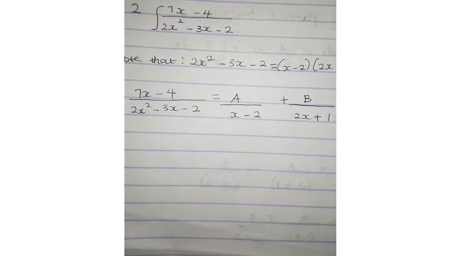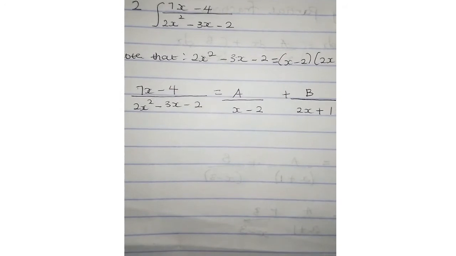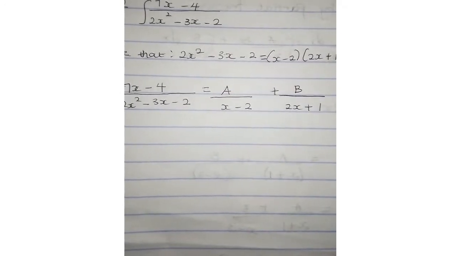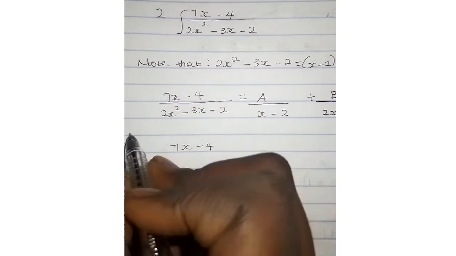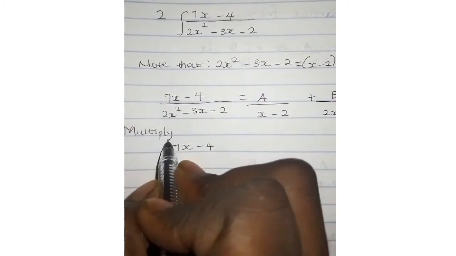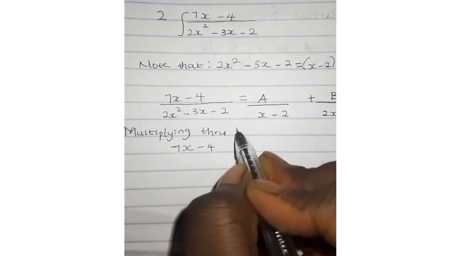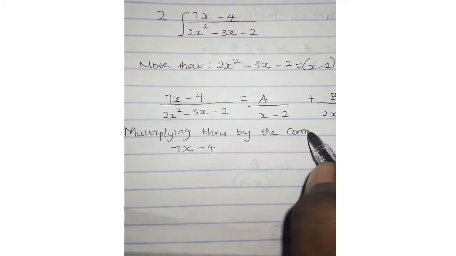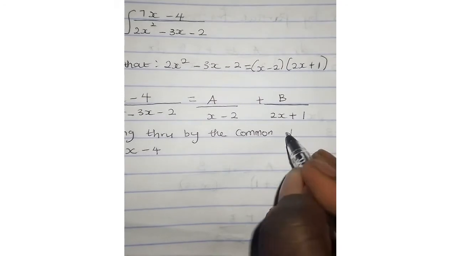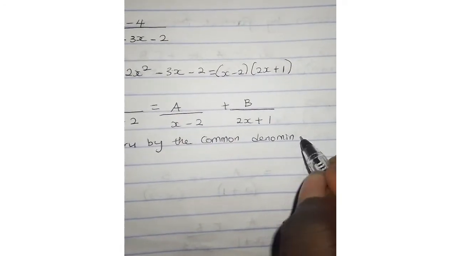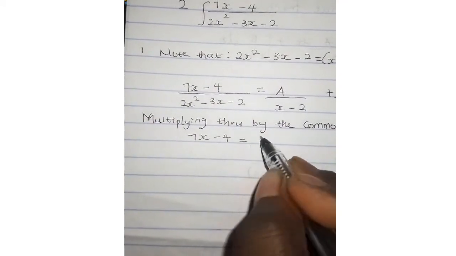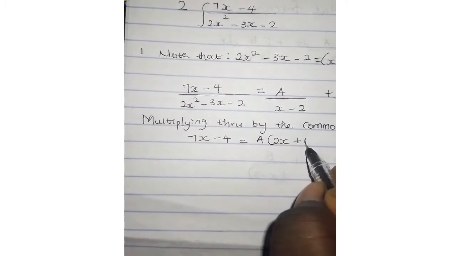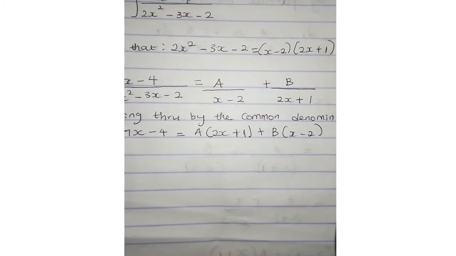Alright, now we're going to multiply through by the common denominator. So when we multiply through by the common denominator, we are going to obtain 7x minus 4 is equal to a all into (2x plus 1) plus b all into (x minus 2). Alright, so this is what we're going to obtain from it.